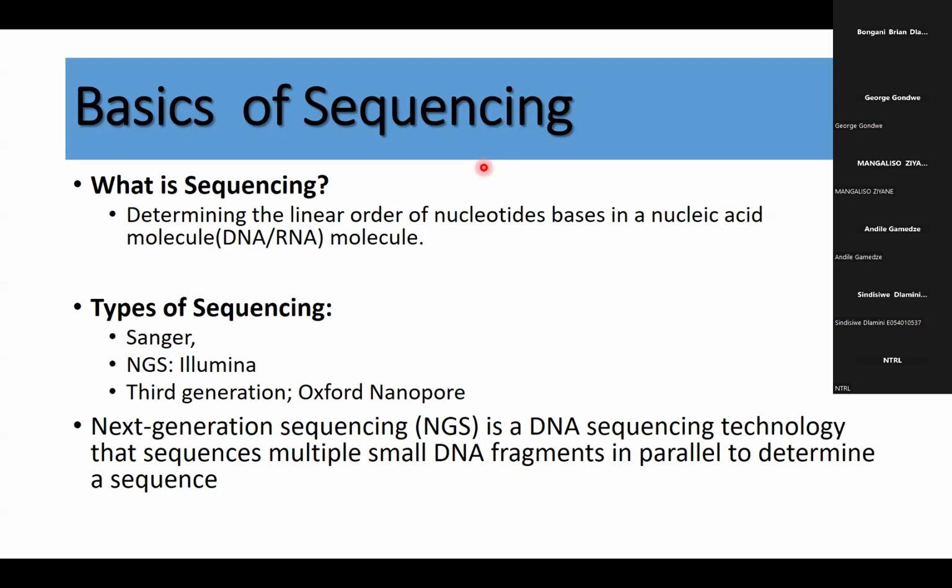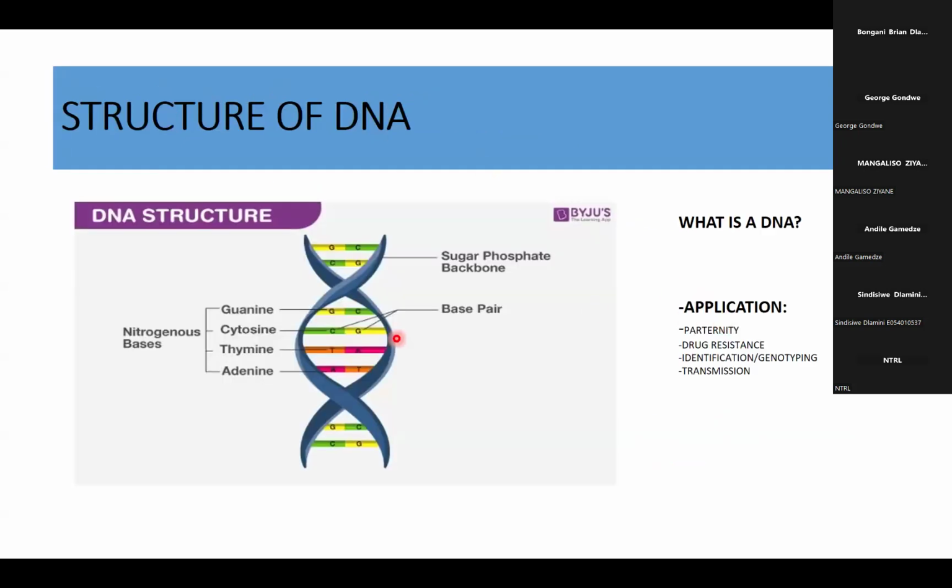By definition, next generation sequencing is a DNA sequencing technology that sequences multiple small fragments in parallel to determine a sequence. If we look at the next slide, this is what the structure of the DNA looks like. When we're talking about sequencing, we want to know, on the DNA molecule, is it A, G, T, C, C? What is the order? That order will tell us more information about the organism.